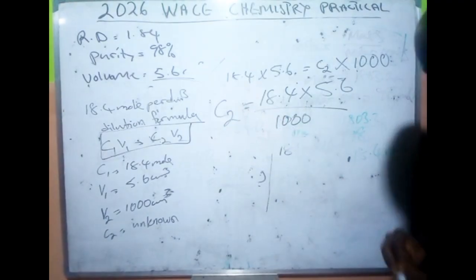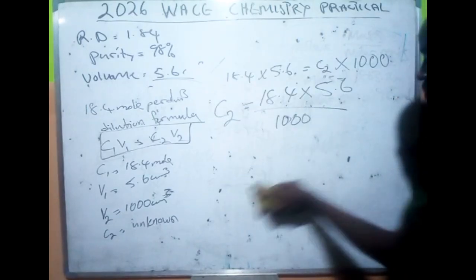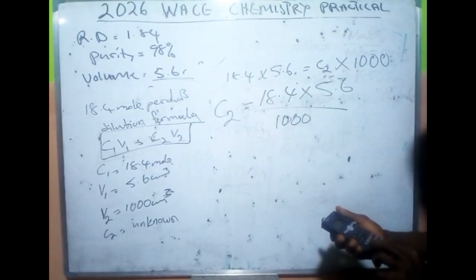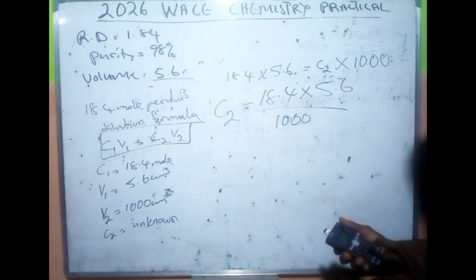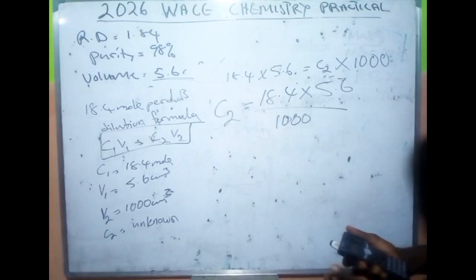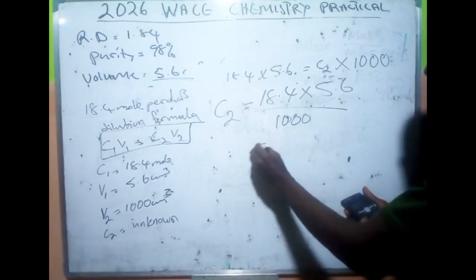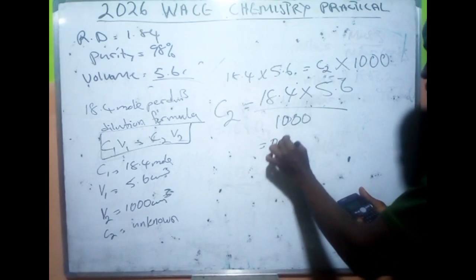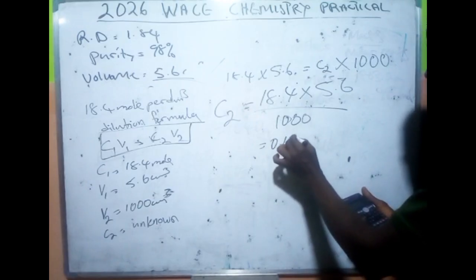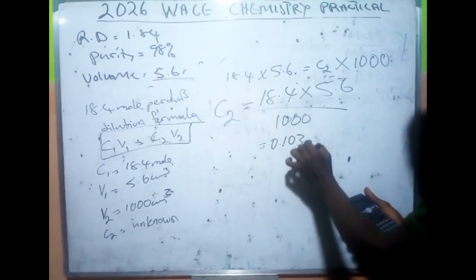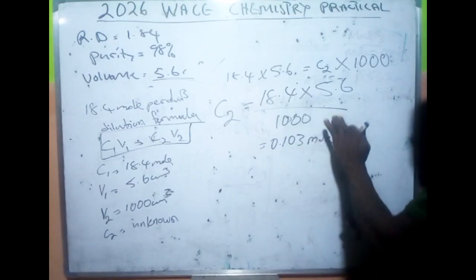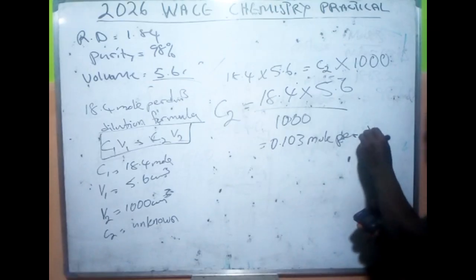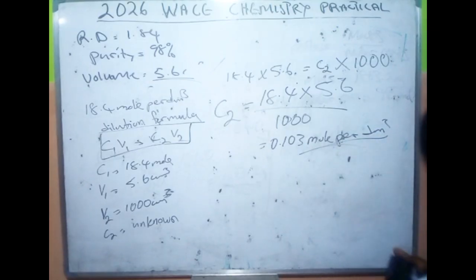So what are we going to have when we do this? What we get will be 18.4 multiplied by 5.6 divided by 1000. So the final value, the concentration here, will be 0.13103. Let's just leave it here. Mole per dm cube. So the concentration of the acid in question is this.